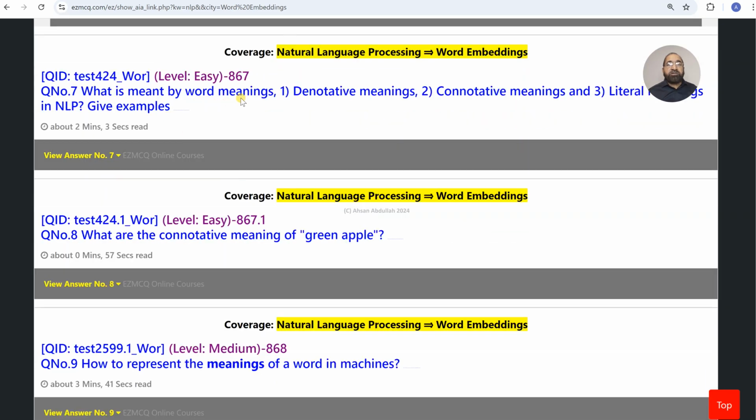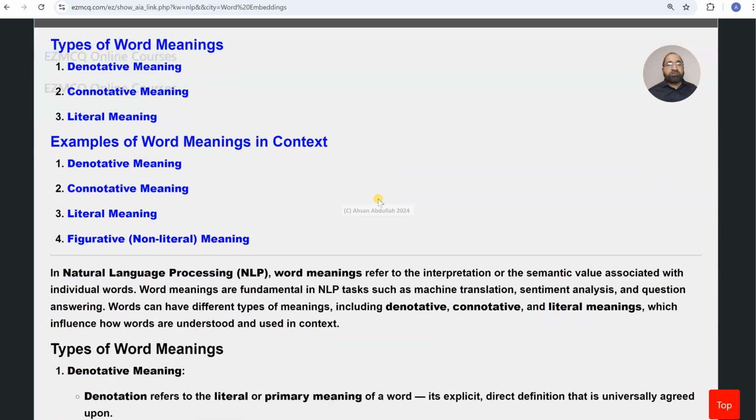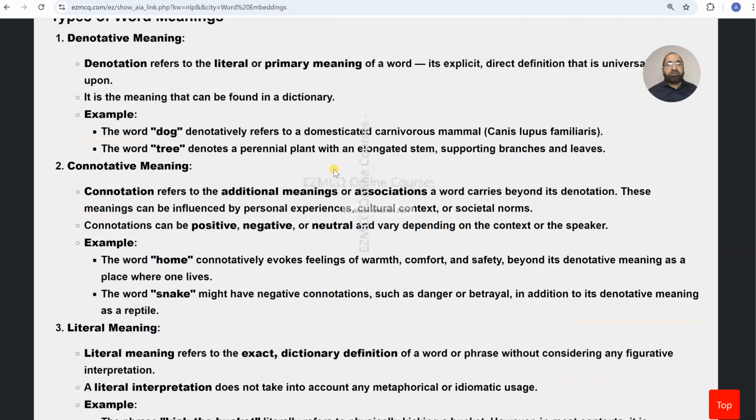So what is meant by word meaning? There are different meanings of words: denotative meanings, connotative meanings, literal meanings, and so on. And we as humans, many times we know what meaning we are referring to, but the challenge is making the machines understand. So first of all, we need to understand the complexity of the problem itself. So we have this denotative meaning. This is the simple one. When we say a dog, it denotes a domesticated carnivorous mammal.